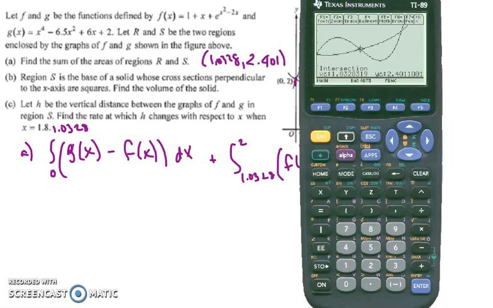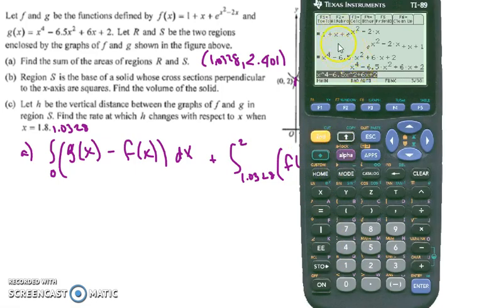So to get the answer, we're going to go to the home screen. I've already typed in the two functions f and g. So I'm going to integrate the g function, which was the x to the fourth function, minus the f function. And I'm going to have to open a parenthesis to make sure that entire function is put in parentheses, because we need to subtract out the entire function. Comma x, comma 0, comma 1.0328. So that gives us the first area. That's the area of R when it finishes.